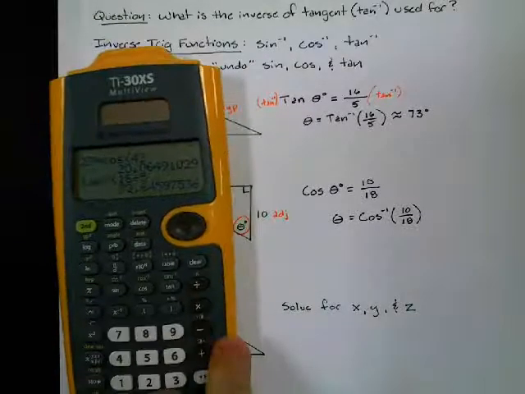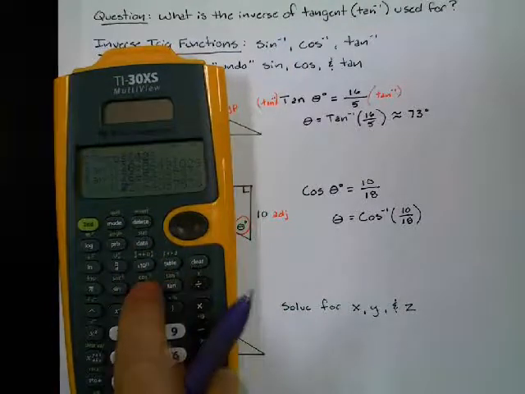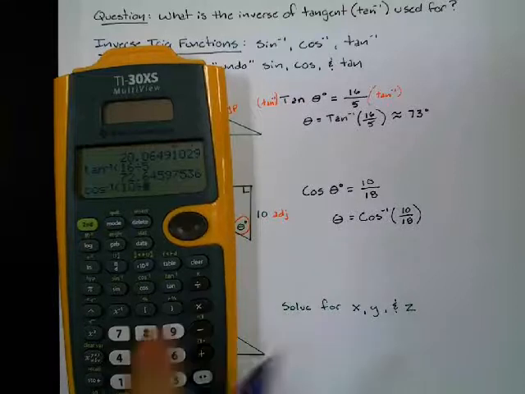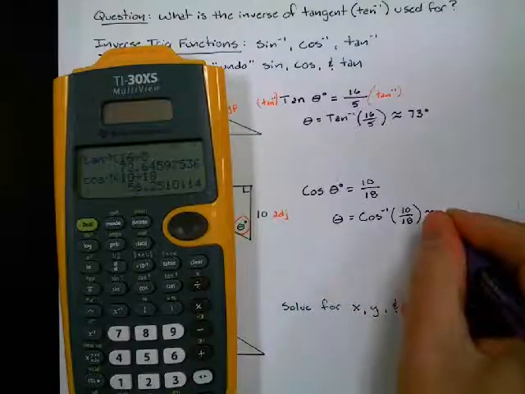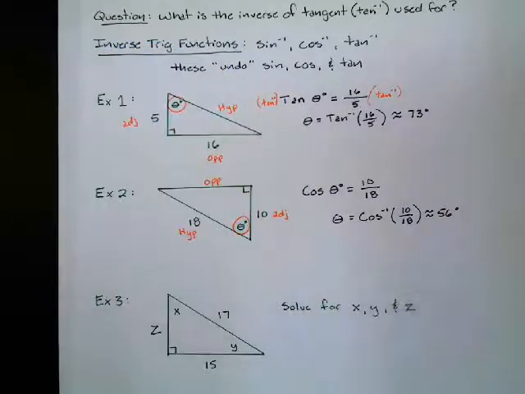So remember, on this type of calculator, you use second, then cosine. So it says cosine -1, and then 10 divided by 18. Enter. 56.25, let's just call that approximately 56 degrees. All right, how do you do it on your other calculators?